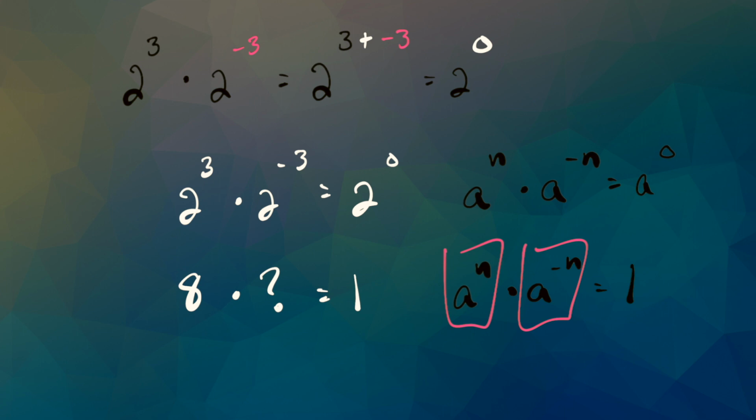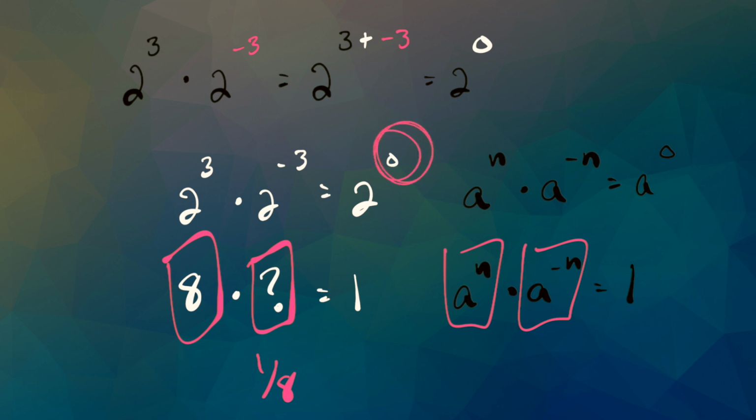Hopefully you're thinking of numbers like 5 and 1 fifth, 1 half and 2, 7 over 3 and 3 over 7, 8 and 1 eighth. All of these numbers, of course, are what we typically call reciprocals. Negative powers represent these multiplicative inverses, or these reciprocals. If 2 to the third is 8, 2 to the negative third must be 1 over 8, because that's the only way to get back that zeroth power on the other side that we know to expect from our rule that says when we multiply, we're supposed to add the exponents together.